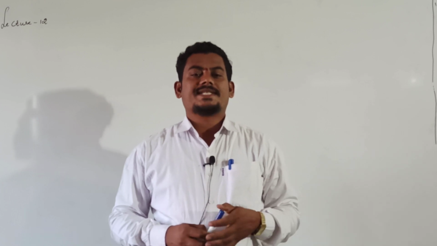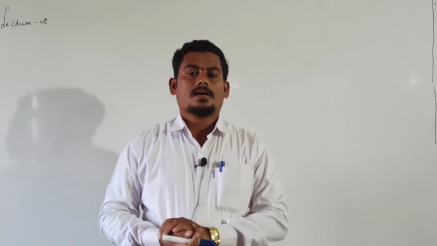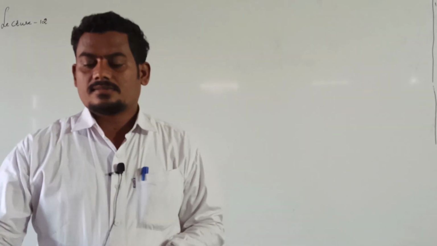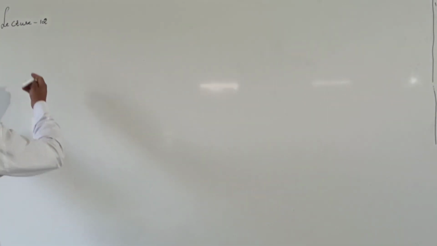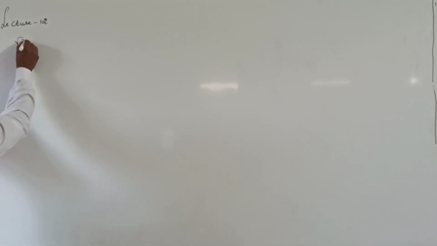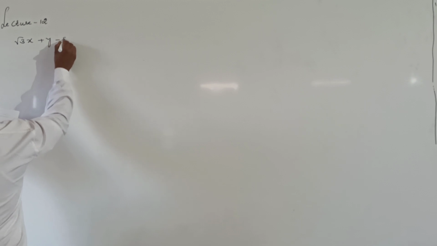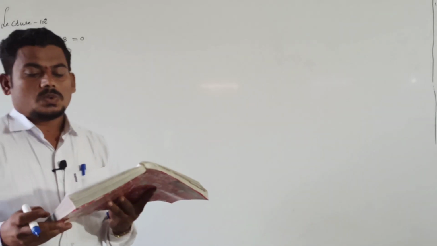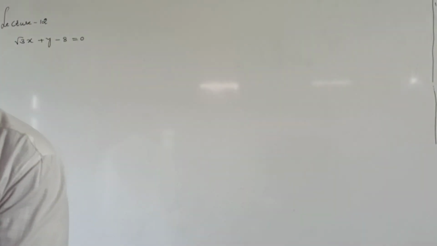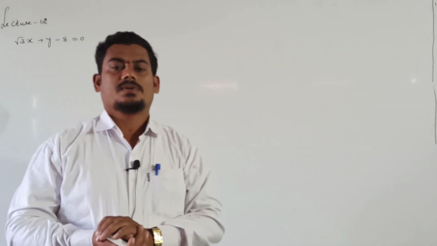Let's continue straight lines. In that, next problem: reduce the equation root 3x plus y minus 8 equal to 0 into normal form. Reduce this equation into normal form.